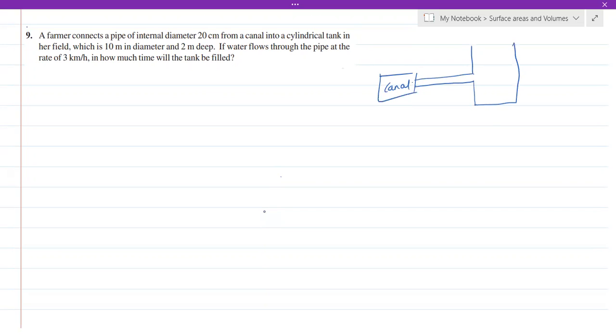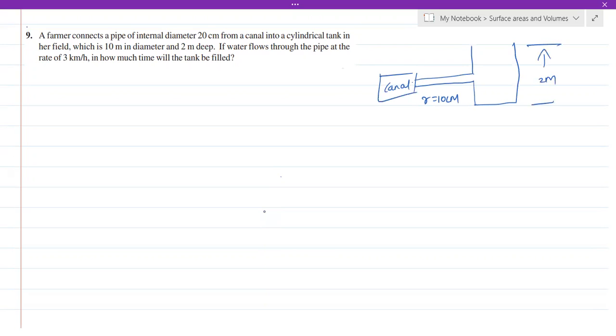Okay, something like this. Now, the dimensions of the pipe. The diameter is 20 centimeter, which implies R is 10 centimeter, the radius. The length of the pipe is not given. The height of the bigger tank is given as 2 meter.